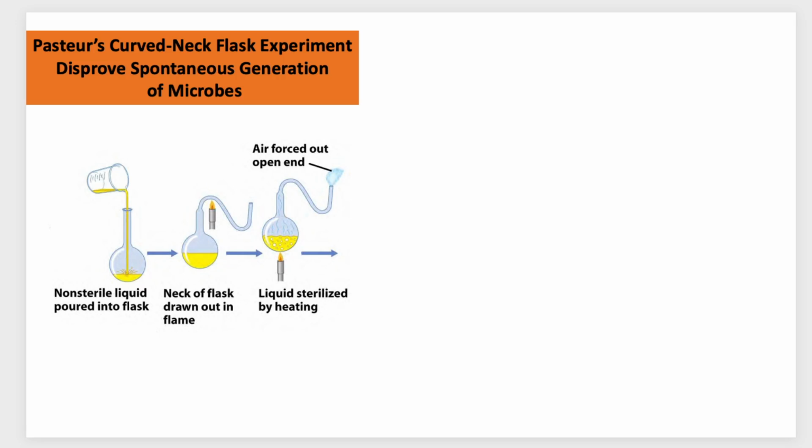So Pasteur developed something called the curved neck flask experiment to disprove spontaneous generation. So what they took was a non-sterile liquid, and they poured it into a flask. The flask had a curved neck on it. And when they heated it up, it forced the air out the open end of the flask. So the liquid is completely sterilized through the boiling of the liquid.